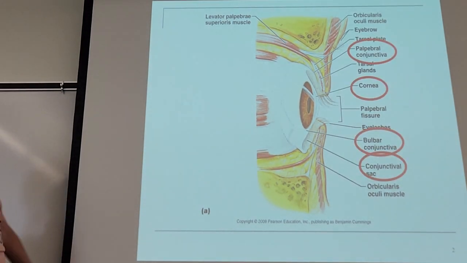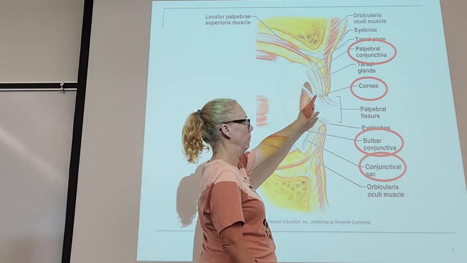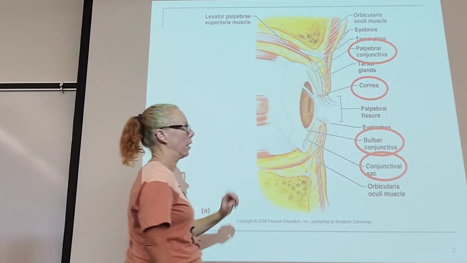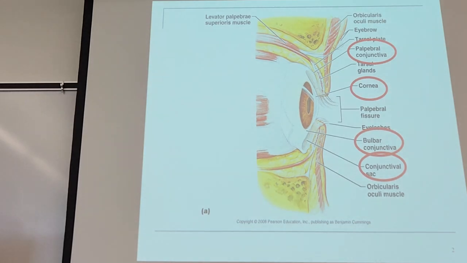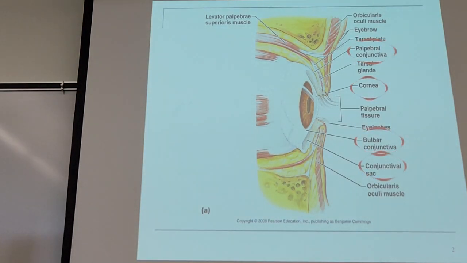The most anterior portion of the eye we already know is the cornea. So the conjunctiva lays on top of that as a mucous membrane. That's where you put your contact lenses, on top of your corneas.